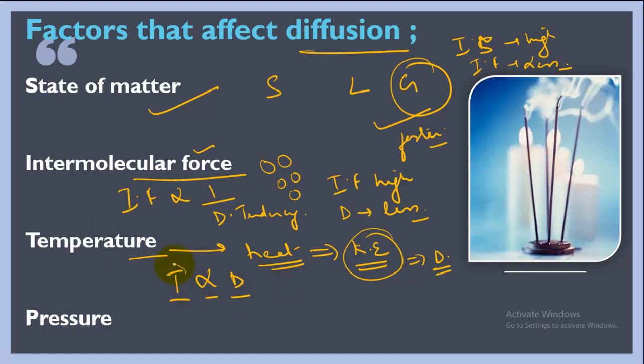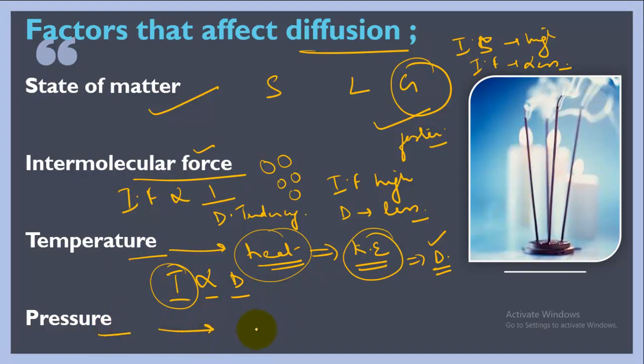And on decreasing the temperature, we are extracting heat. That means kinetic energy is ceasing. So that means the diffusion tendency will decrease. So we can say that diffusion will increase with an increase in the temperature and decrease with a decrease in the temperature. Next we have pressure.